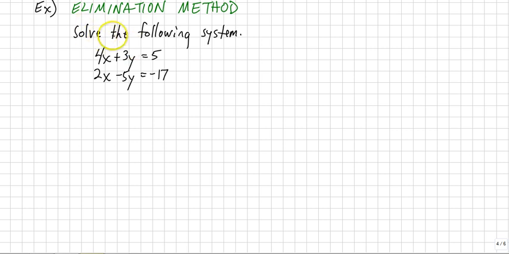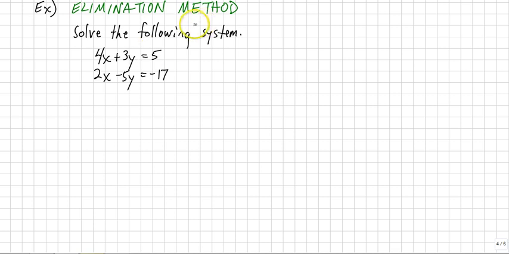The directions are to solve the following system. So we have 4x plus 3y equals 5 and 2x minus 5y equals negative 17. Notice both of the linear equations are in standard form. For the elimination method, we want both equations in standard form. This is one of the times that standard form is quite useful. So we have x and then y and then the constant on the other side of the equal sign. So that's a good thing.